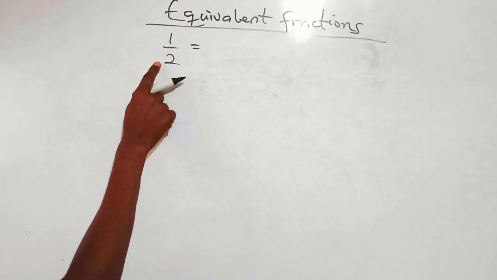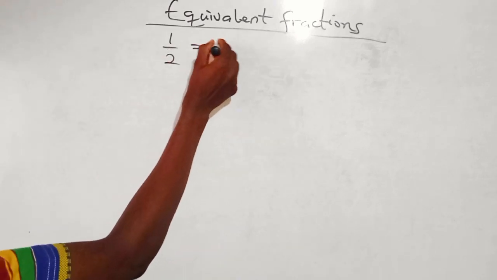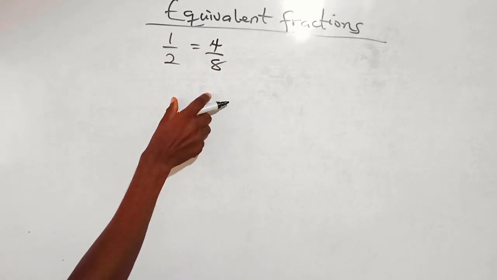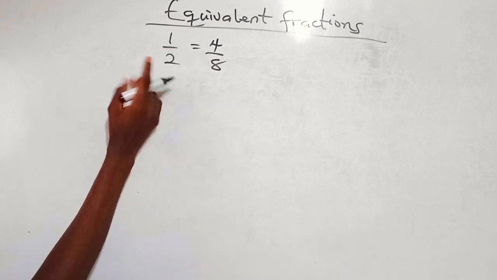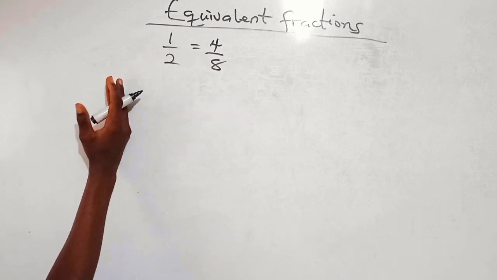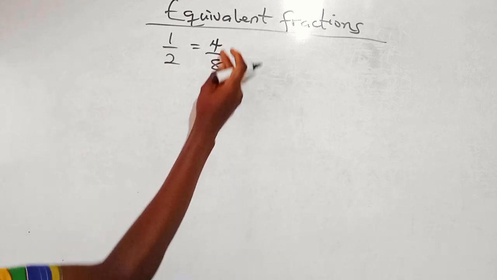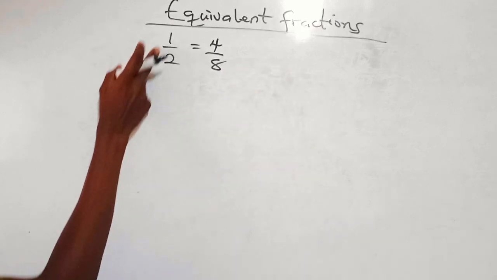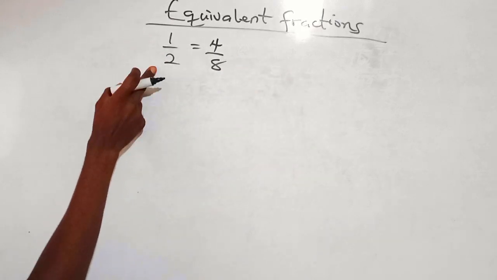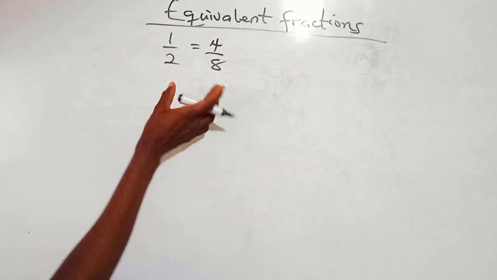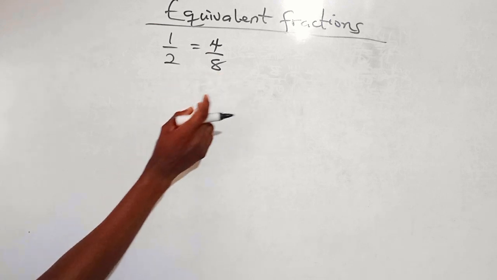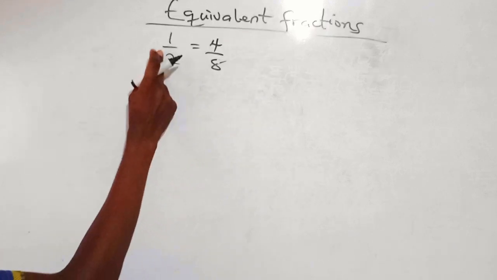So we have 1 over 2. Let's say we have 4 over 8. This is the fraction on the left. When you look at the fraction on the left-hand side of the equation and the fraction on the right-hand side, you discover that they are different. So 1 over 2, 4 over 8, but they represent the same value. When we simplify this, we still have 1 over 2.